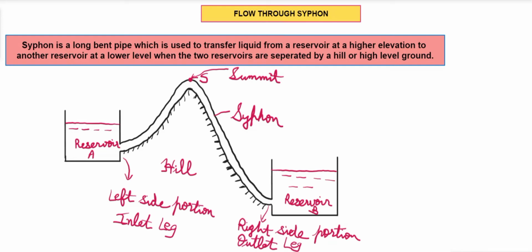The depth from the summit S to the water level in the reservoir A, that we are denoting using HA, and the depth from summit S to the water level in the reservoir B, that we will denote with HB. PS is the absolute pressure of water at summit S. Because the summit is above the water level in the reservoir, the absolute pressure at the summit S will be less than the atmospheric pressure.